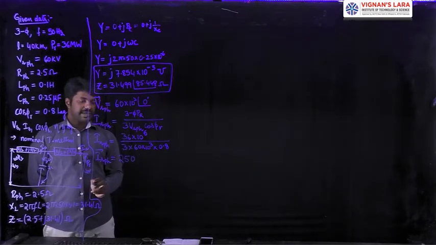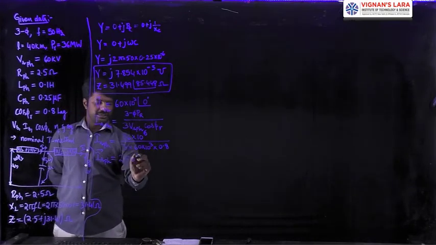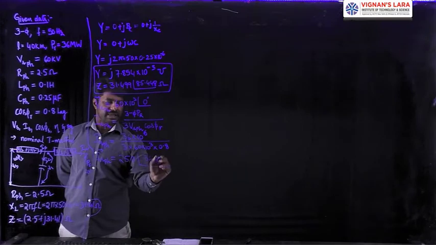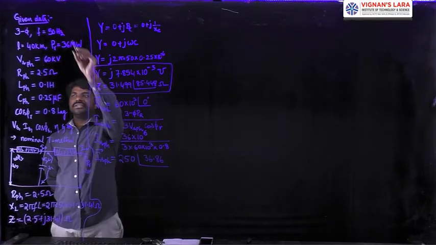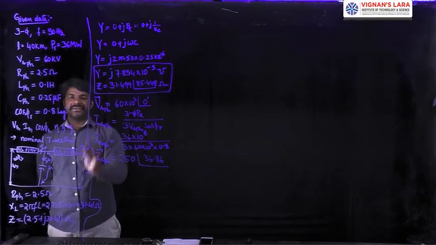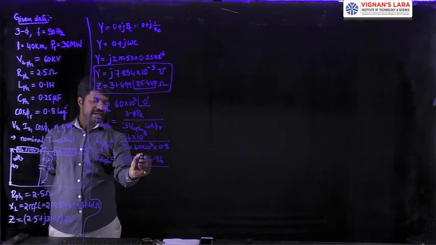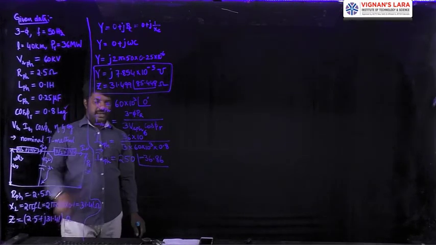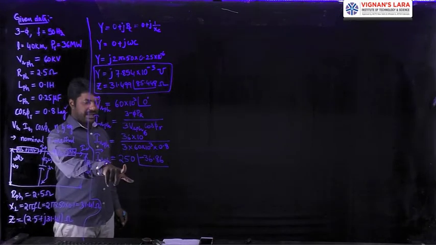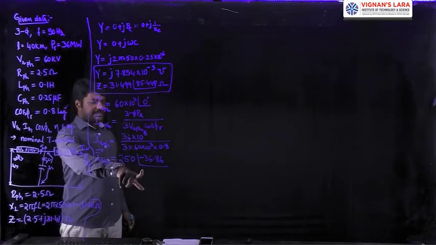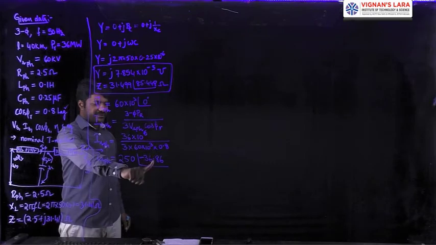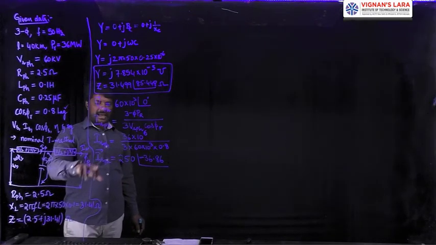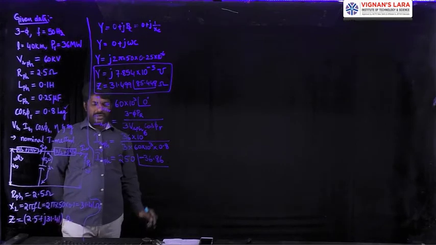250 amperes magnitude per phase current, which makes an angle of 36.86, because the power factor given is 0.8. Since it is lagging, I have to put a minus here. As simple as that. So IR per phase is equal to 250 amperes at an angle of minus 36.86, which is our first calculation. Next, once you get this IR, apply KVL to get V1.